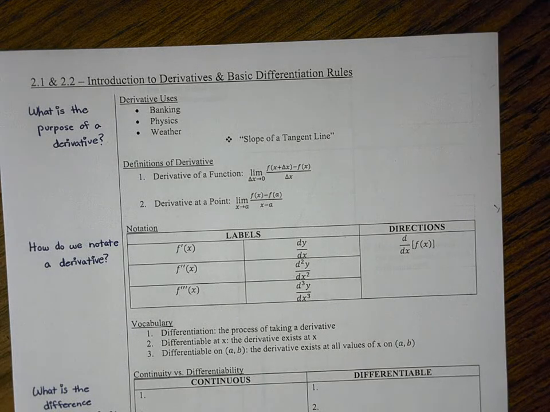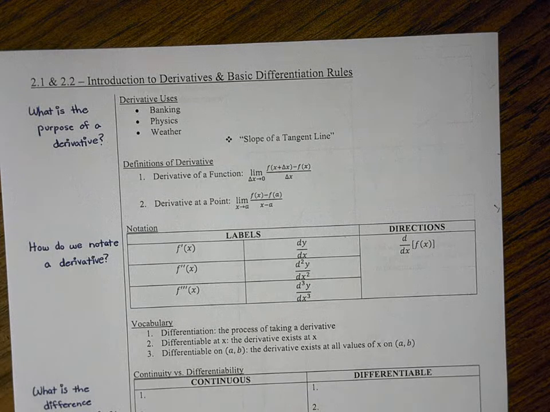Okay, in 2.1 and 2.2, we are introducing ourselves to derivatives as well as exploring some basic differentiation rules. So with this first page and a half, we are delving into the introduction side of the notes. What is a derivative? What is the purpose of a derivative? How do we notate a derivative? What's the difference between continuity and differentiability? After we take a little bit of time discussing these things, then we'll jump to our derivative rules.